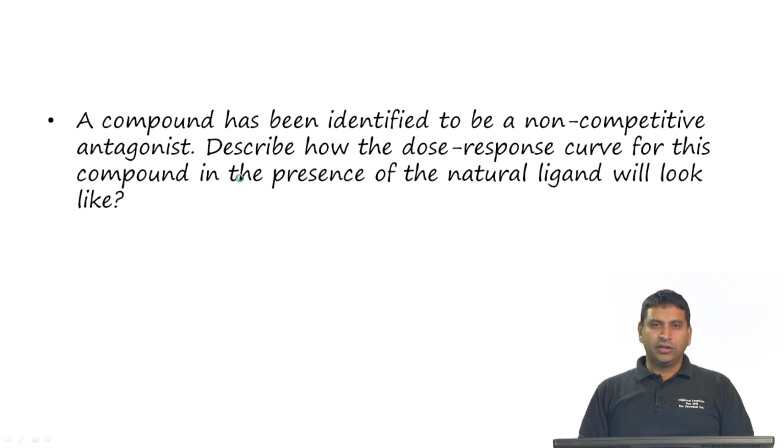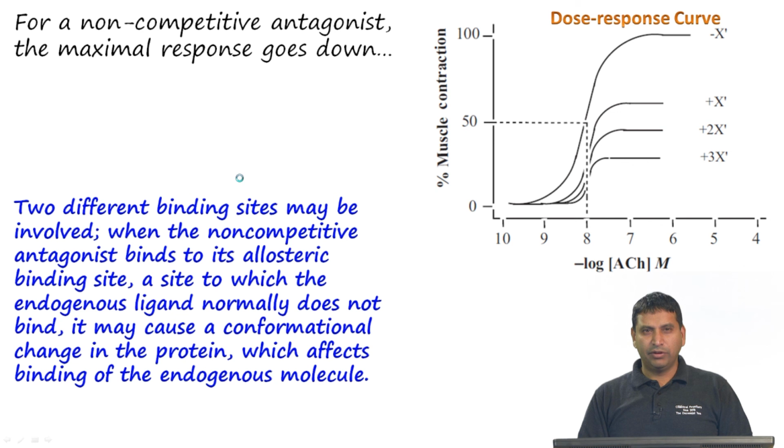The next question is, a compound has been identified to be a non-competitive antagonist. Describe how the dose response curve for this compound in the presence of the natural ligand will look like. Again, we have looked at this in class. For a competitive antagonist, you will find that at very high concentrations of the natural ligand, there would be 100% activity. For a non-competitive antagonist, the maximal response will go down.